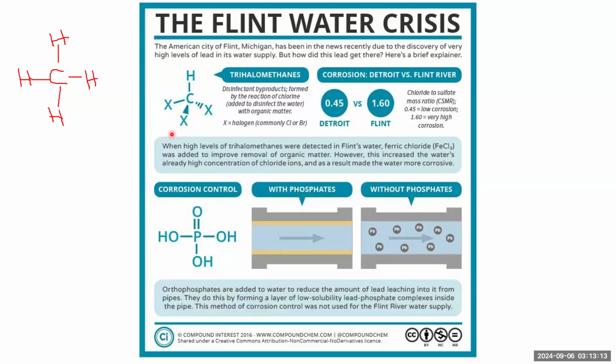And so these trihalomethanes, when they get into water, they increase the corrodability of that water. Because these halogens have all sorts of free electrons hanging off of them, and they are very sticky to all sorts of things. And so in the city of Detroit, with its nice clean water from Lake Huron, they had a corrosion measurement of about 0.45. And in Flint, coming from the Flint River, it was about 1.6. So that's almost 3 times. It's 2 point something-ish times more corrosive. So this is pretty high.